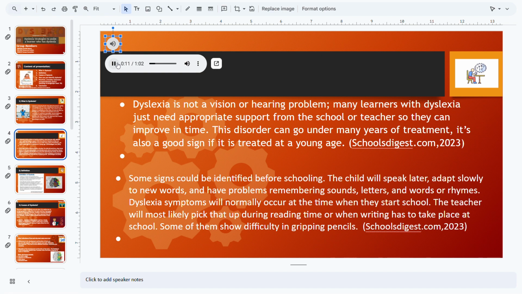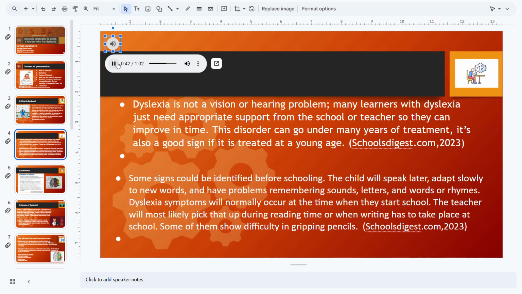This disorder can be under many years of treatment. It is also a good sign if it is addressed at a young age. Dyslexia can be very emotional for these learners to deal with. Many of them feel embarrassed, afraid, or shy. Some signs could be identified before schooling. The children will speak later, adapt slowly to new words, and have problems remembering sounds, letters, and words or rhymes.